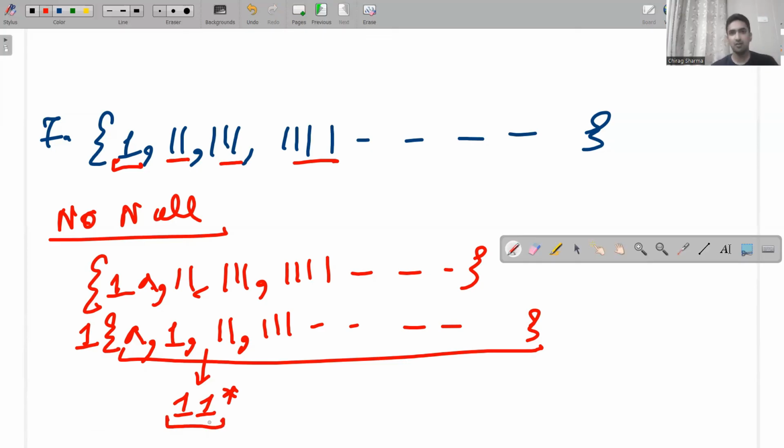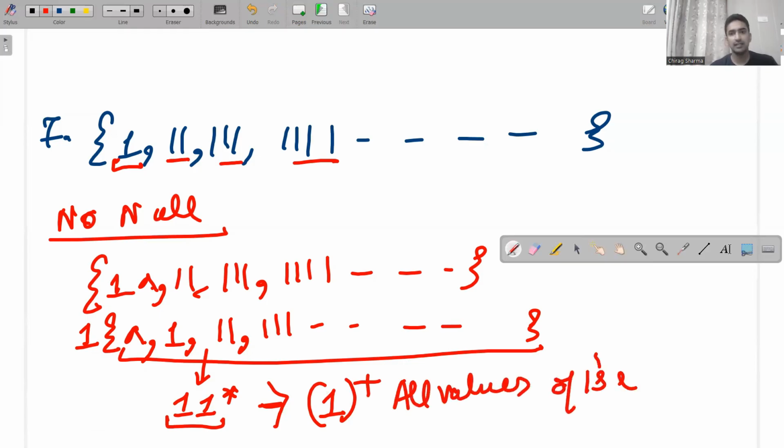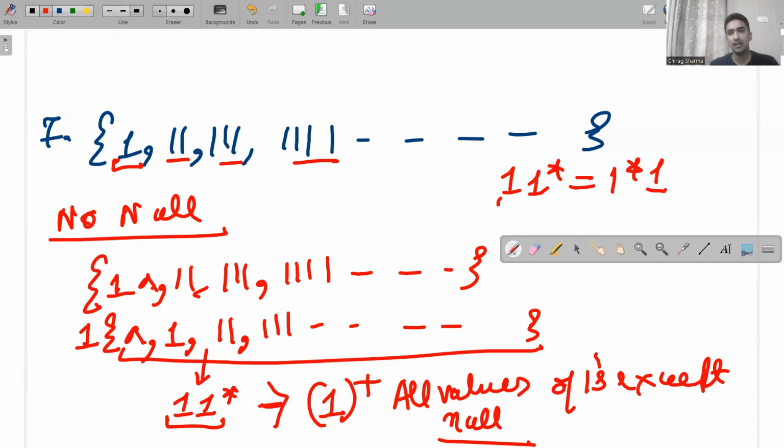Now, in other books and internet sources, this can be referred to as 1 plus. 1 plus means all values of ones except null. So it is 1 plus, all values of 1 except null. The answer is 1 plus. It can also be written as 1 1 star, and this is the required answer.